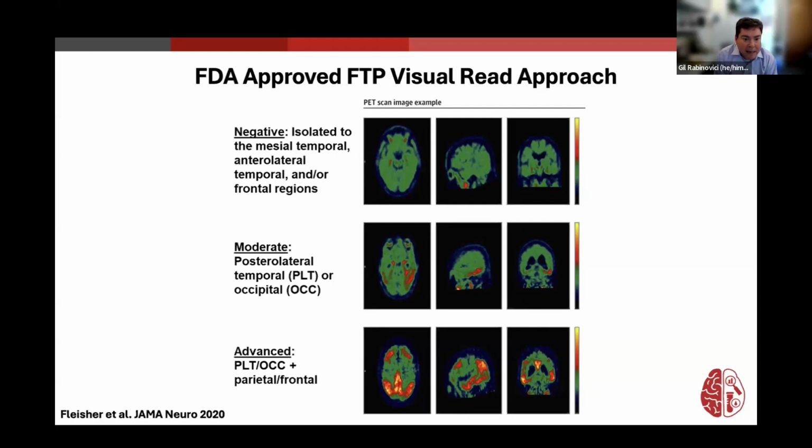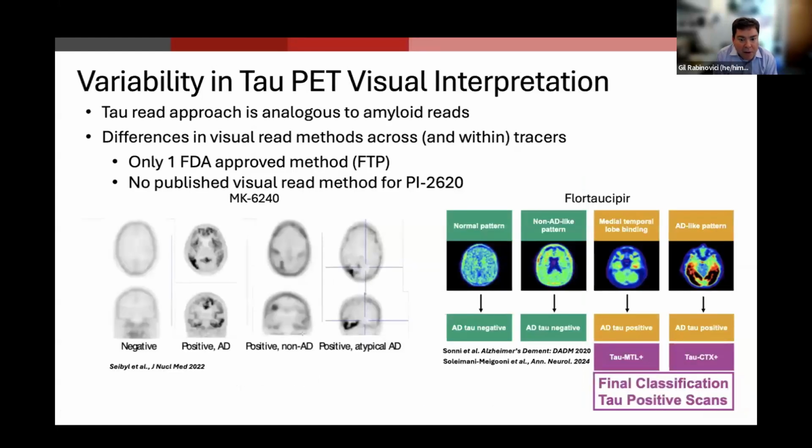We're hoping, again, to look at medial temporal lobes as well and potentially detect some earlier stage pathology in CLARiTI. Next slide. There are a number of other visual interpretation methods that have been published. On the right, you see a publication from Ida Sani and the Berkeley group that included the possibility of classifying a scan as having medial temporal lobe only binding or a more complete Alzheimer's pattern with neocortical binding.